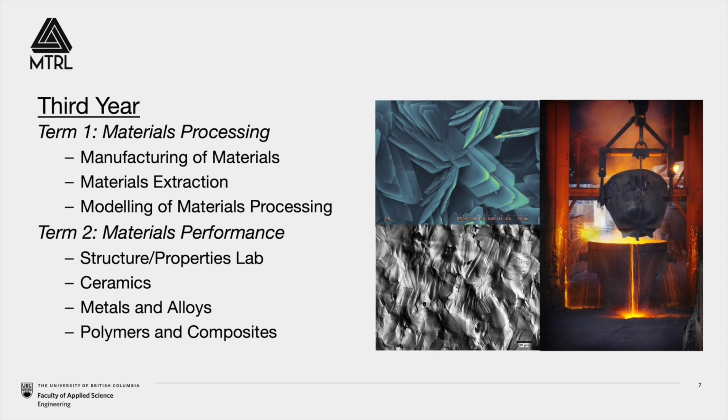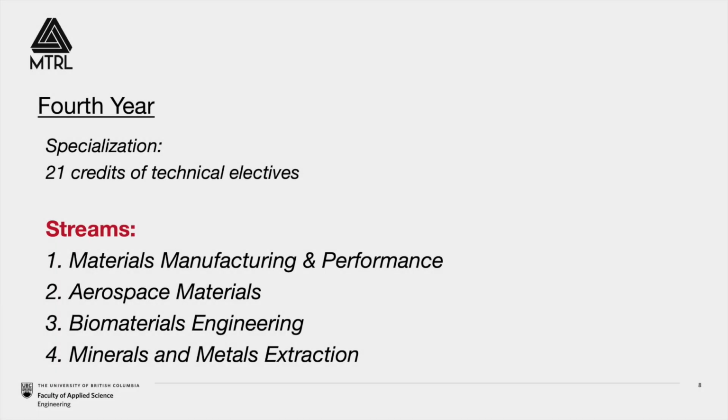In your third year, you'll build on these fundamentals with Term 1 focused on materials processing and Term 2 focused on materials performance. You can take courses that focus on particular classes of materials while also taking courses that attempt to highlight commonalities and differences between these materials. In your fourth year, the options for your course selection open up significantly, with 21 credits of technical electives for you to choose from. We've curated these technical electives into 4 streams, each stream containing courses that will help you to delve more deeply into your preferred topic.